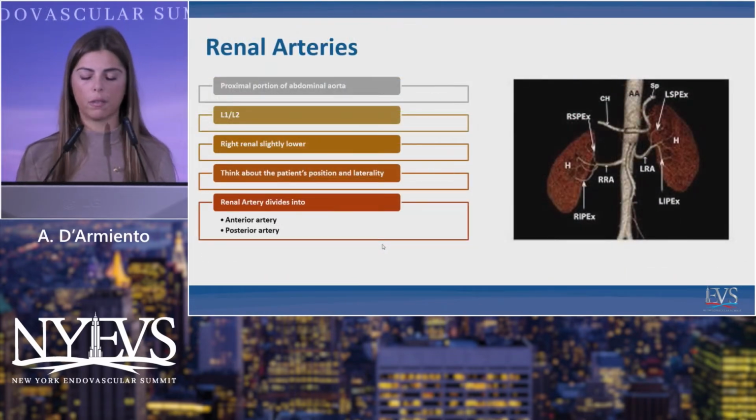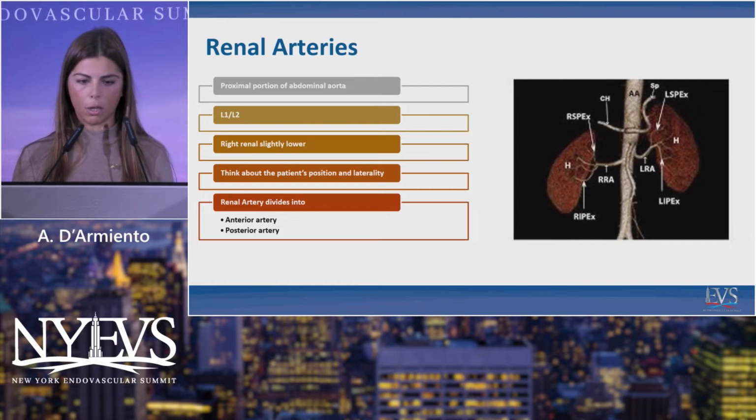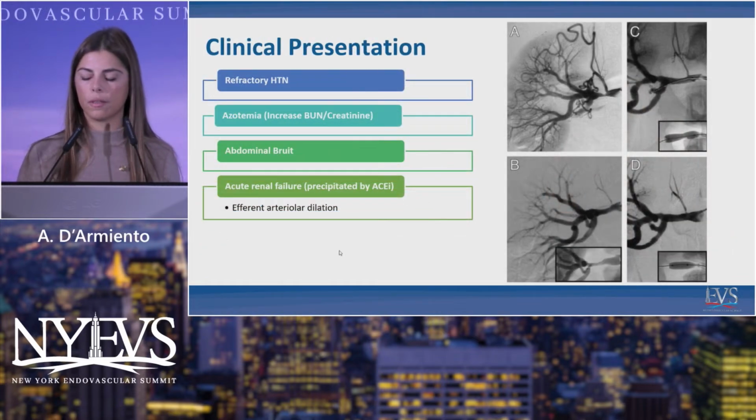Okay, so renal arteries. Again, the renal arteries arise from the proximal portion of the abdominal aorta around L1, L2. The right renal artery sits slightly lower than the left renal artery, and that's because it's being displaced by the liver, so that's a common thing that you see. And then the left renal is a little bit longer. The renal arteries split into the anterior and posterior arteries and then further branch, but we're concerned about the main ones coming right off the aorta. So here you can see significant renal stenosis that has been ballooned and stented.